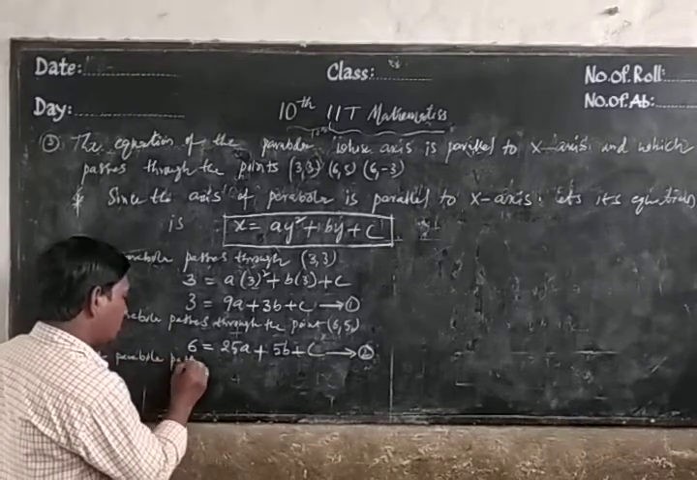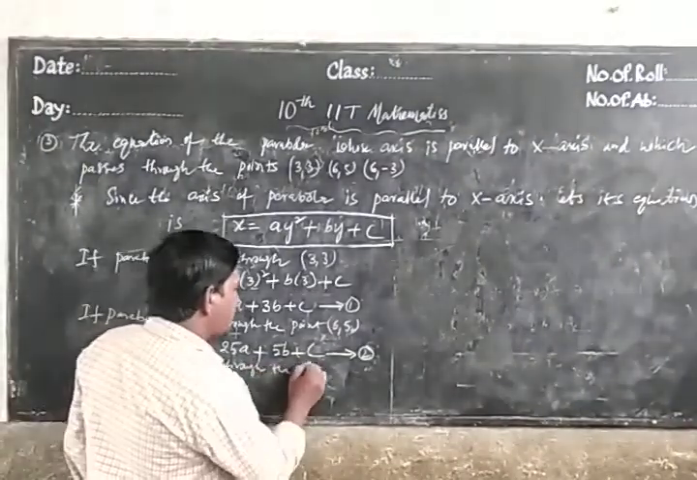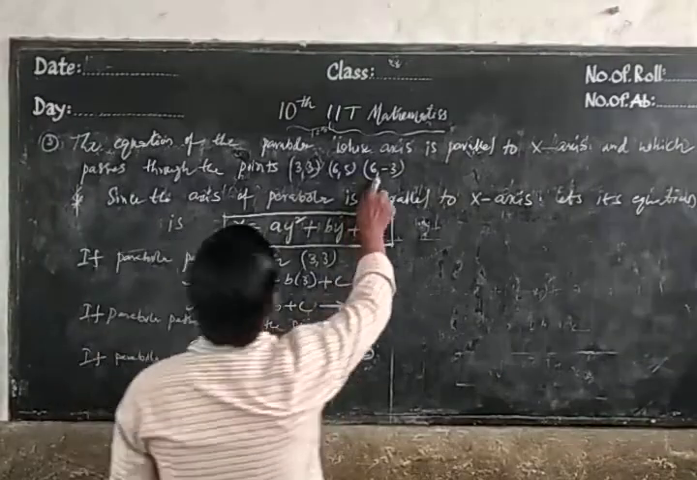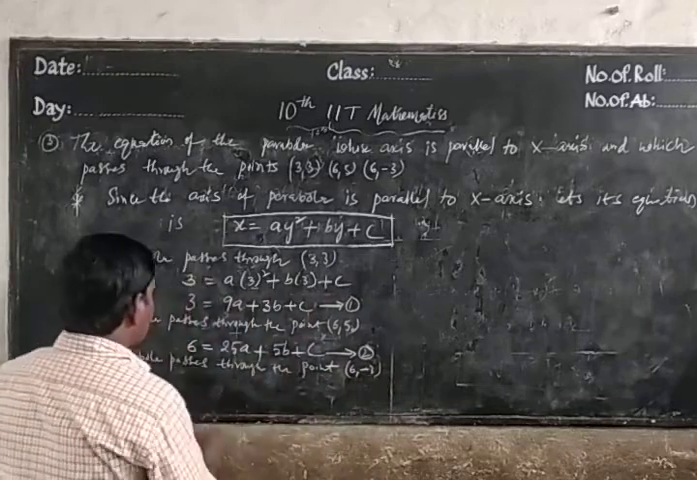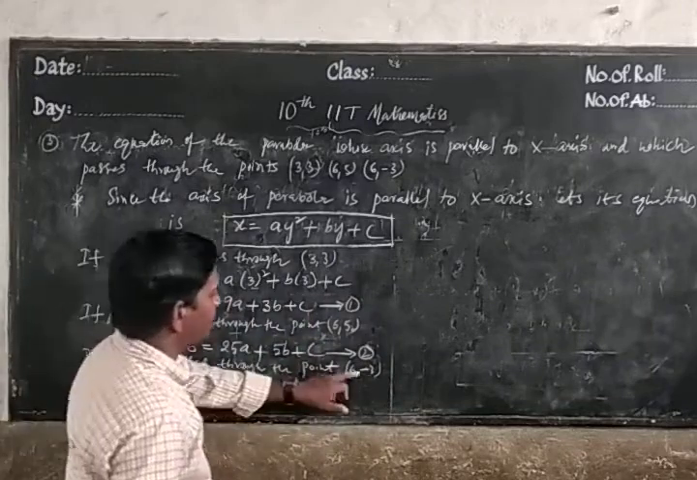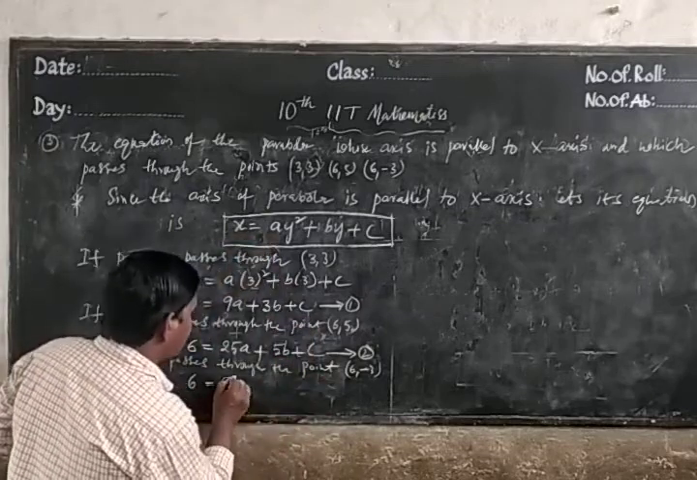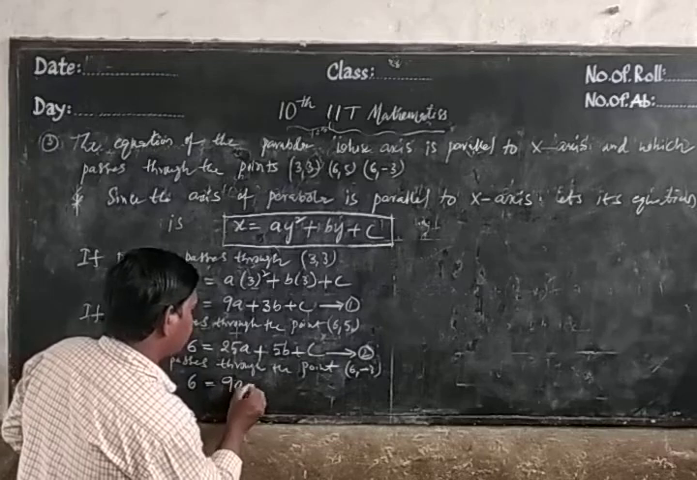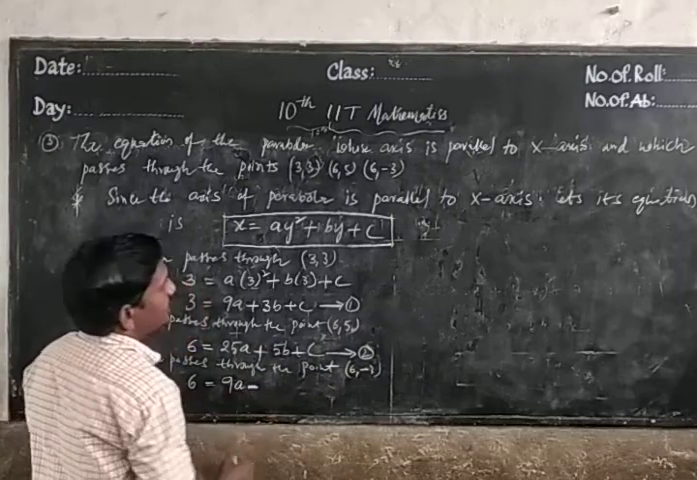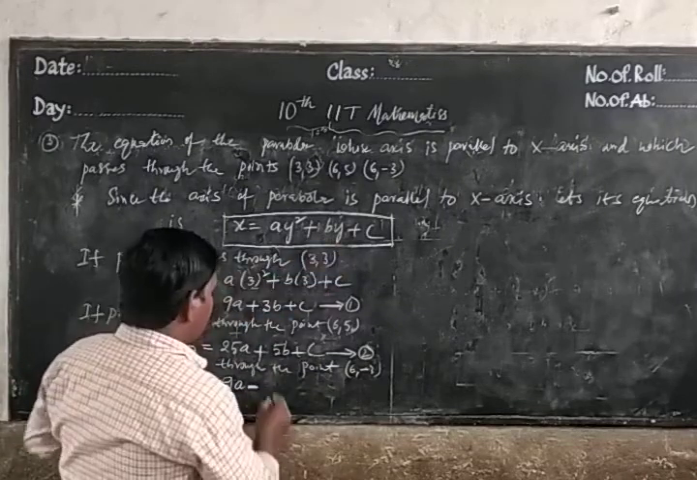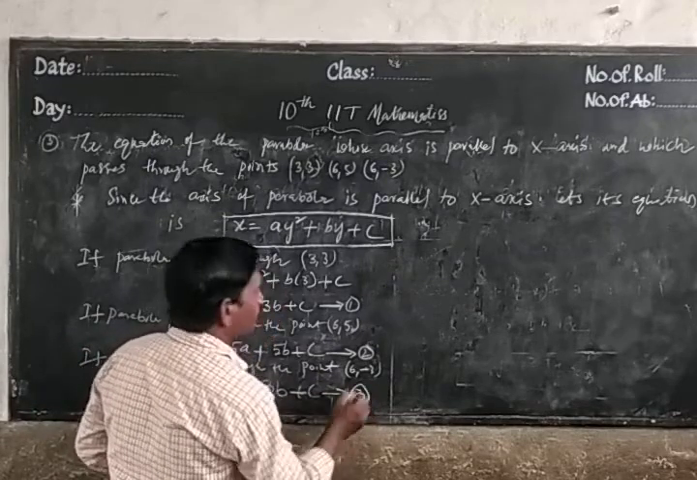Now, if parabola passes through the point (6, minus 3). Okay, now 6 equal to, what is the x coordinate? 6 equal to a y square, that means 9a, 3 square means 9, minus b y means minus 3b plus c. This is equation 3.